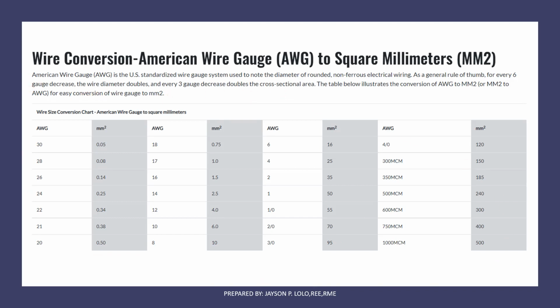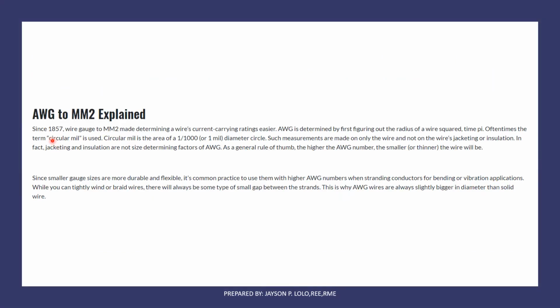We have a short explanation. Since 1857, wire gauge to mm squared made determining a wire's current carrying ratings easier, so until now we are using this. AWG is determined by first figuring out the radius of the wire squared.